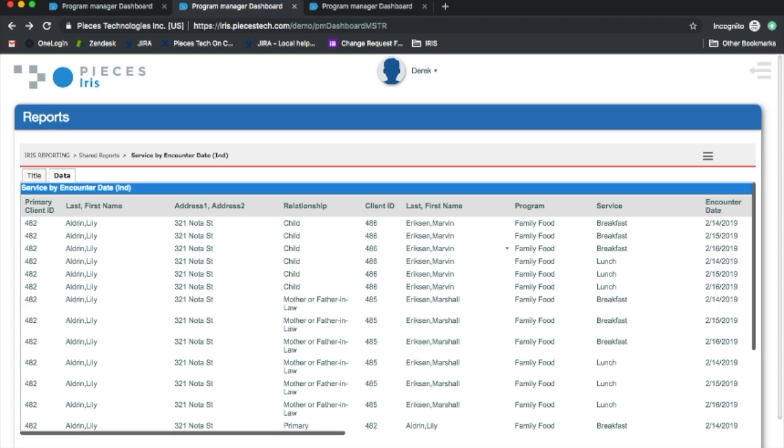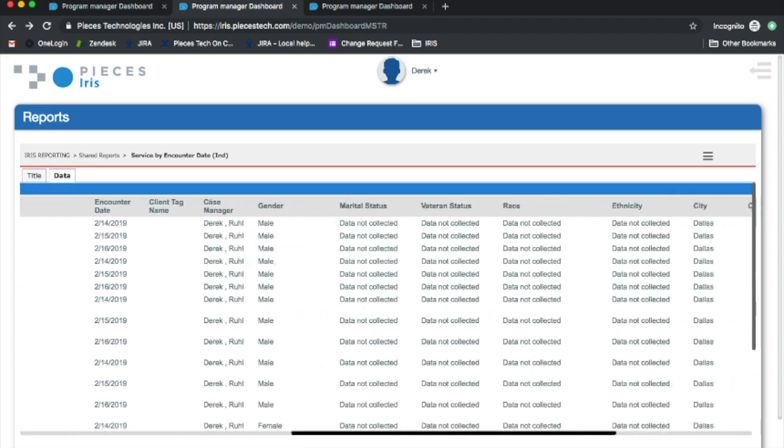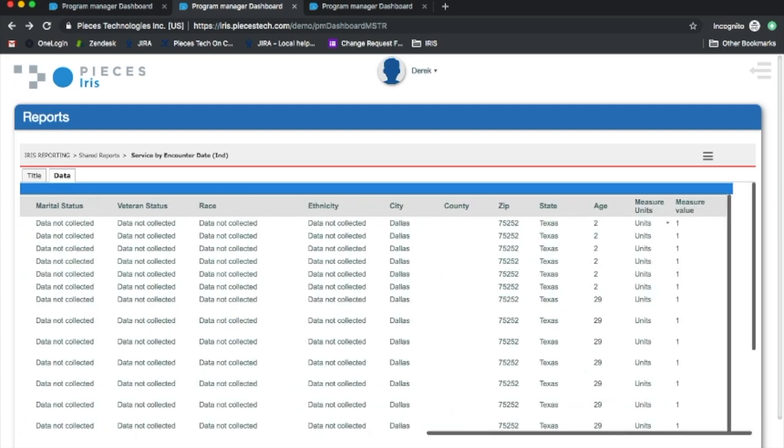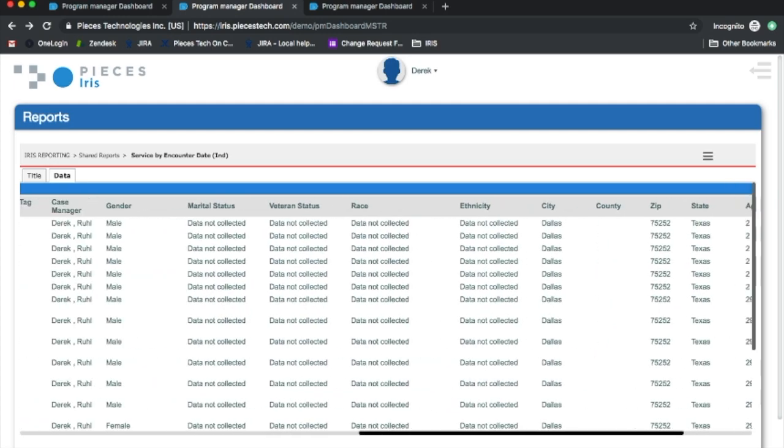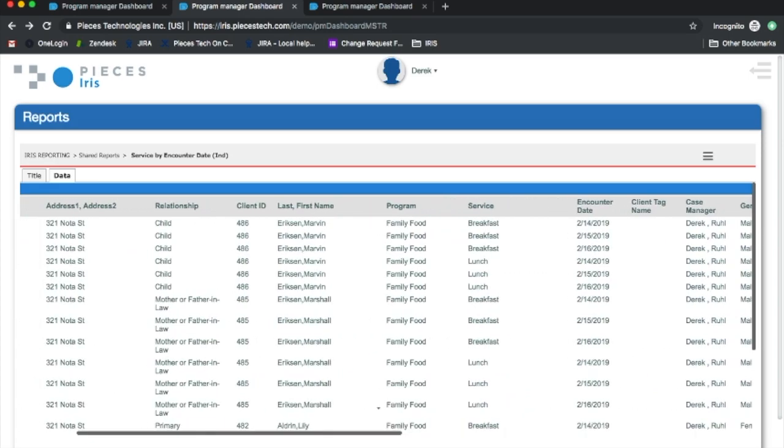So if, for instance, Marvin Erickson had gotten two breakfasts, he was just very hungry on the 14th, he got two breakfasts, it would show a 2 on this top line here. It would show units 2 there because it's showing how many of a certain encounter or service that they received on a certain day.